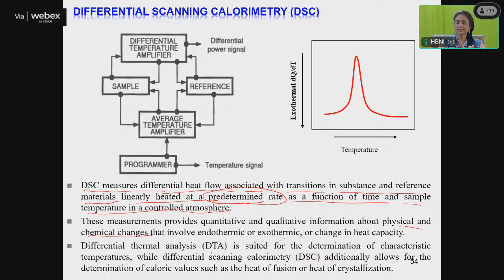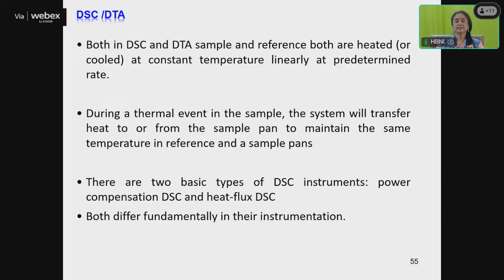DTA analysis is suited for the determination of characteristic temperatures, while the differential scanning calorimeter additionally allows for the determination of caloric values, such as heat of fusion, heat of crystallization, like that. In both DSC and DTA, the sample and reference are heated or cooled linearly at a predetermined rate. So this is what DSC is and what DTA is. This slide clearly tells about that.